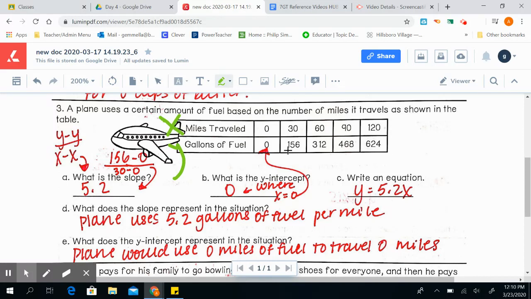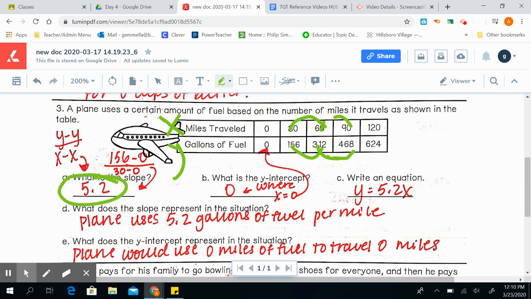Okay, the change here is 156, and the change here is 30. That also applies here: the change is 156 and the change is 30. It works every single time. So 156 divided by 30 is 5.2.